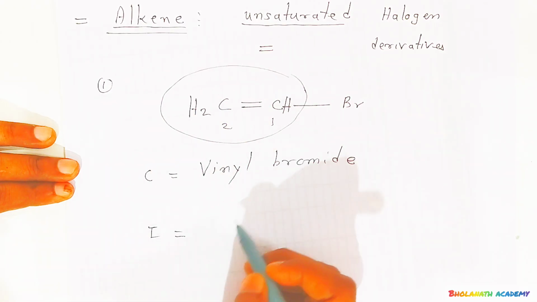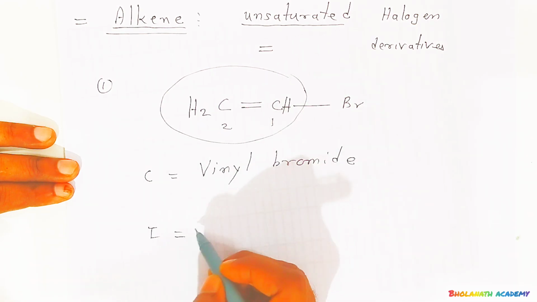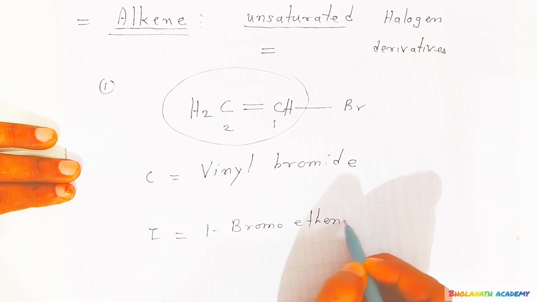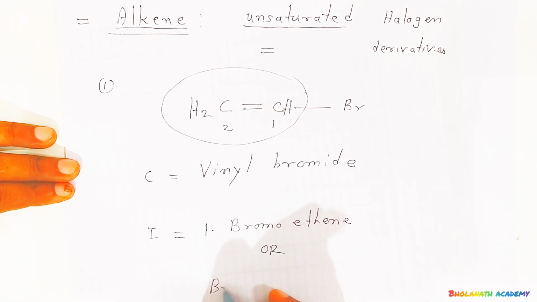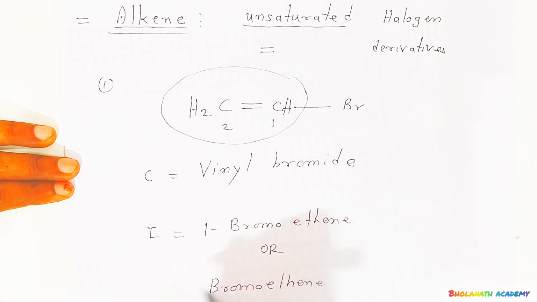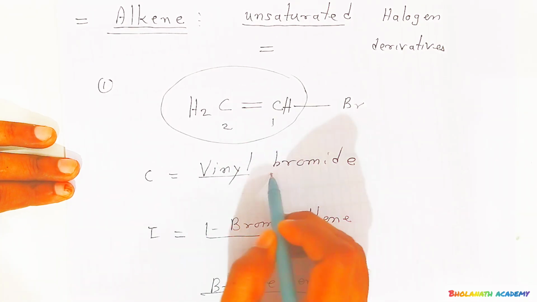So 1 we are not writing, students. 1-bromo ethene. Since this is an ethene molecule, students, so the name is 1-bromo ethene, or bromo ethene, both are same. Understanding this, if the bromine is attached to this carbon, it is also called 1-bromo. So bromoethene, or you can say 1-bromoethene, both are the same, which is nothing but vinyl bromide.